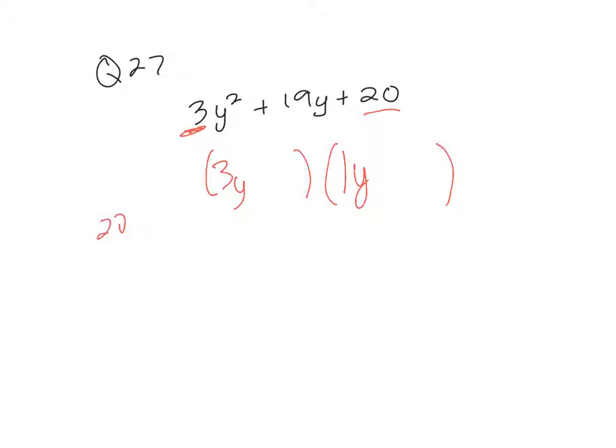Factors of 20 are 1 and 20. Very rarely do you ever use the 1 and 20. 2 and 10, and 4 and 5. We might have to do some guesses and checks here.